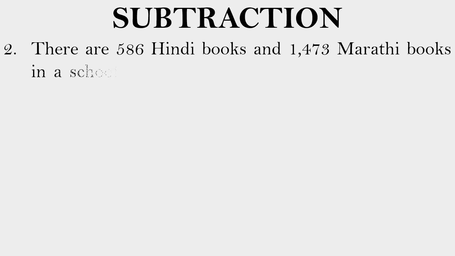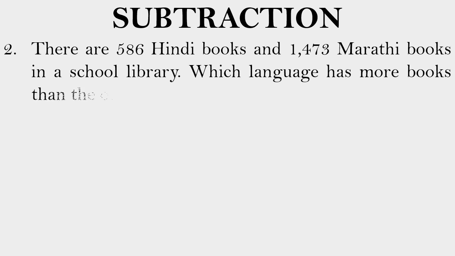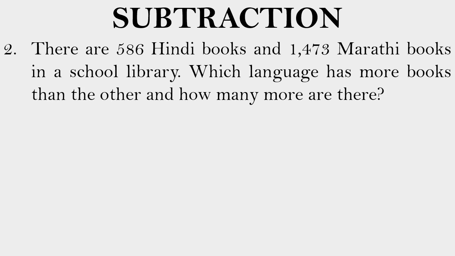There are 586 Hindi books and 1,473 Marathi books in a school library. Which language has more books than the other, and how many more are there? So there are two sets of books. One is in Hindi, one is in Marathi.